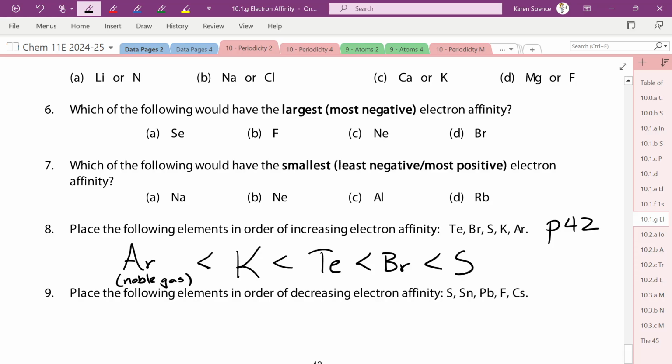What does the answer key say? That would be my best guess. And before we get too wound up about this, remember, how often does electron affinity come up on the AP exam? Never. That is not right. That is definitely not right. Ar is right, K is right. S and Br is wrong.